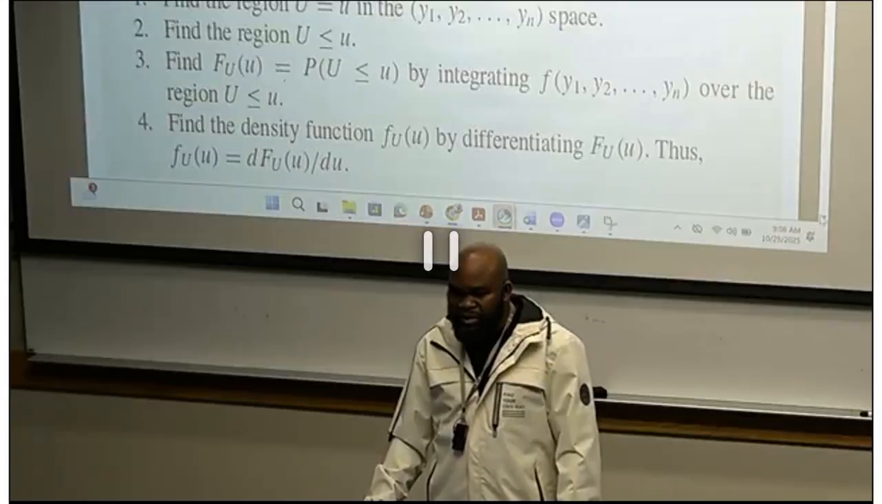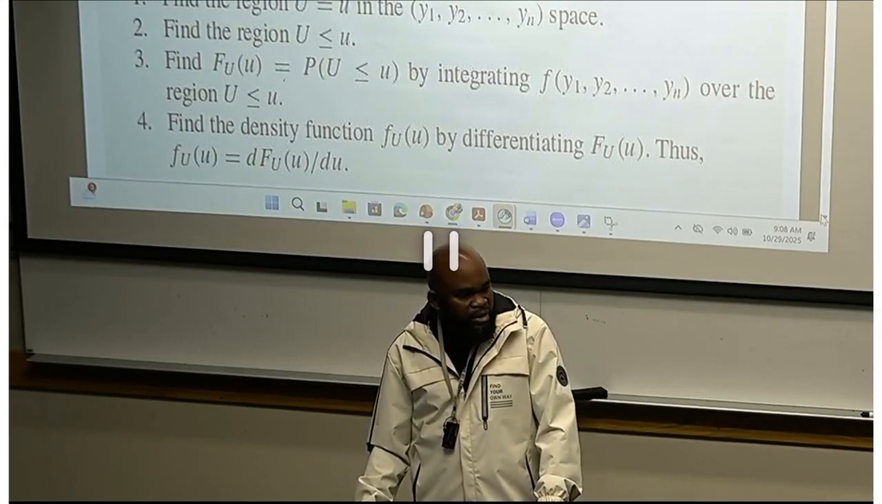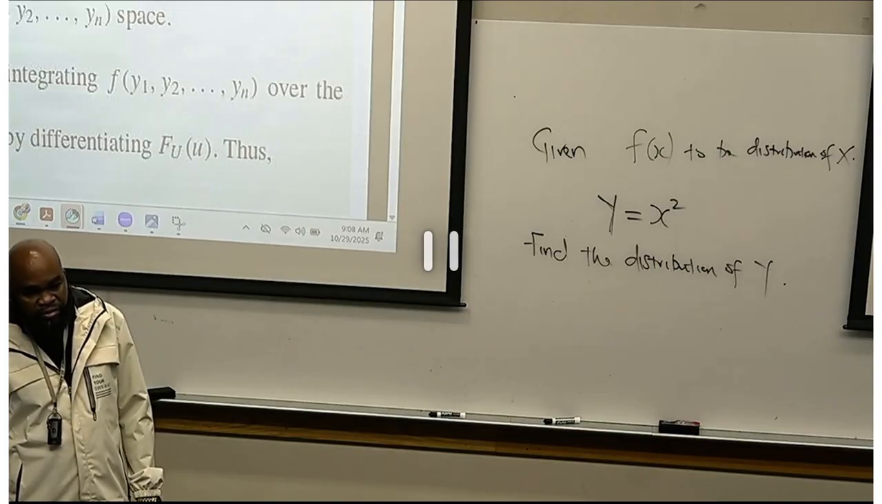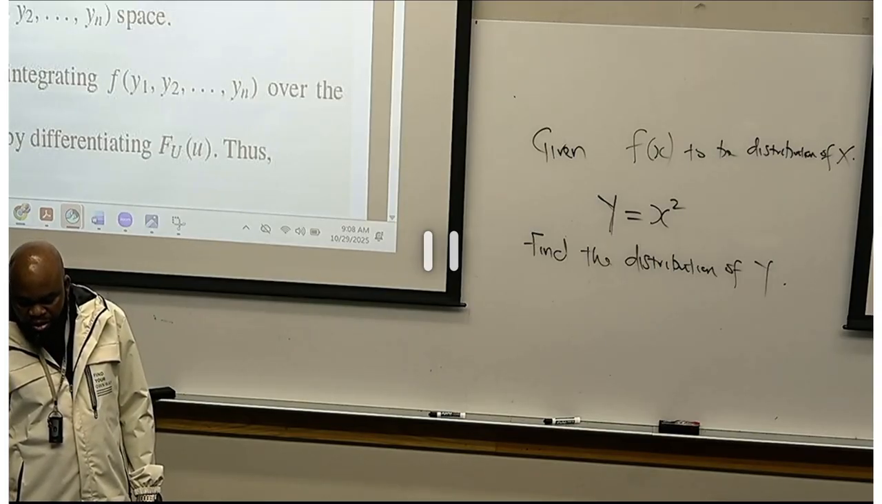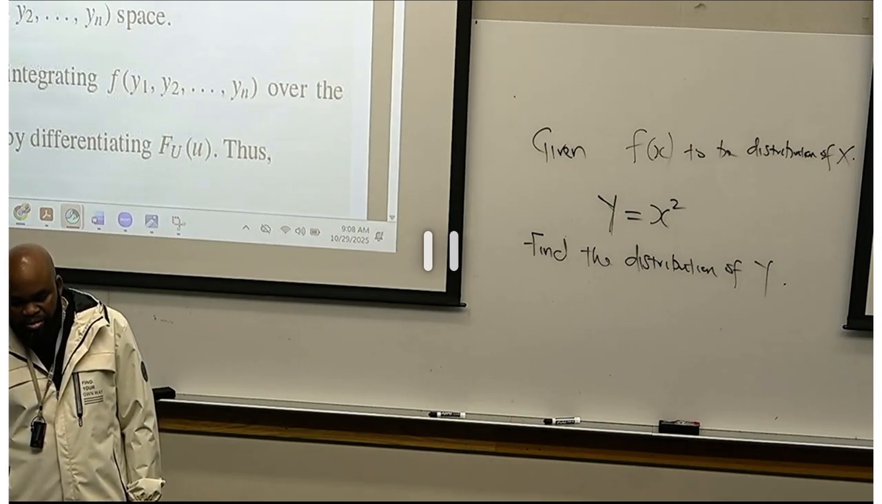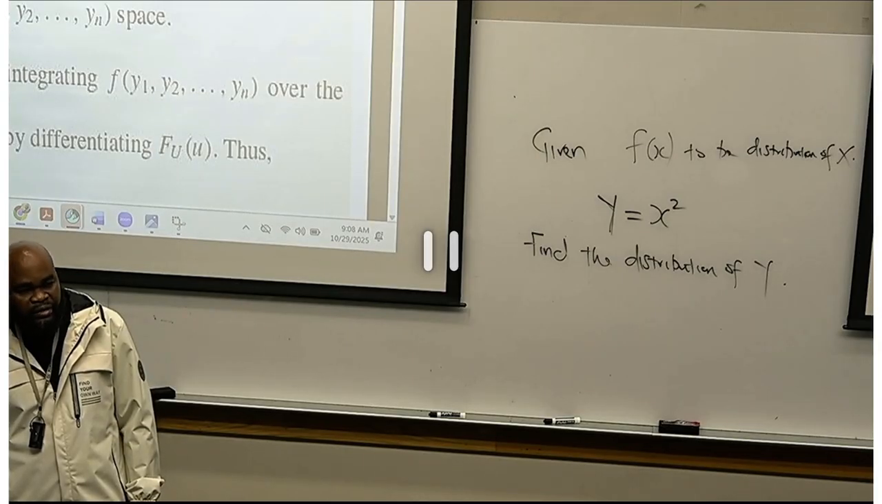Now, the first method that we can use to figure that out is what we call the method of distribution function, and I'm going to explain it to you. In the method of distribution function, we let U be a function of the random variables Y1, Y2, up to Yn, and we define the region where U is less than or equal to a realized value u. We find the probability associated with that. The probability associated with that is what we call the CDF.